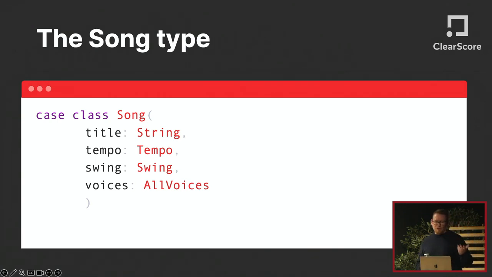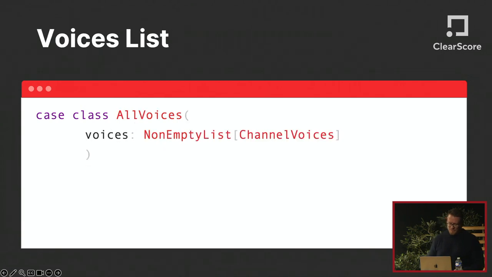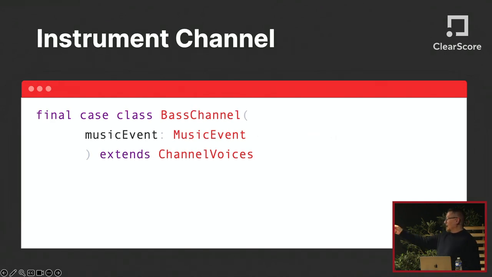But what if we want to write a whole song? So for this, I have this song type here. Hopefully title and tempo are self-explanatory. Don't worry about swing this year, but all voices. What that's going to be is a list where we can place instruments and then place the music events inside those instruments. So, for example, we're going to have a channel voice. This is an example of one of the channel voices.